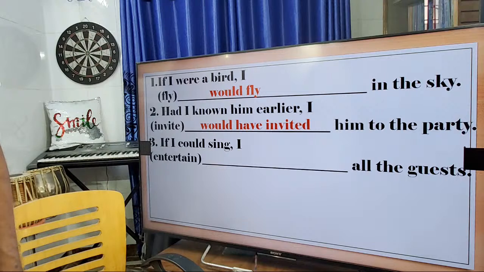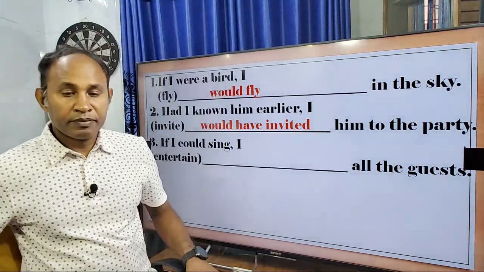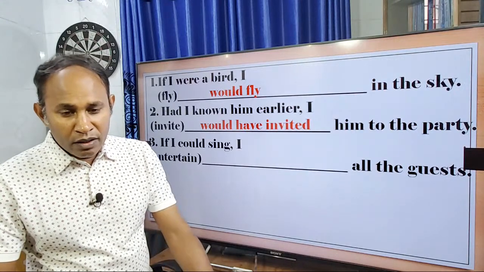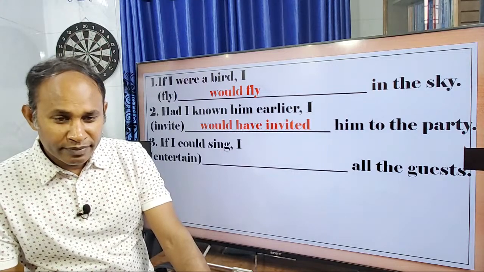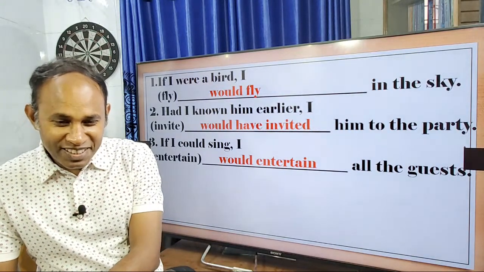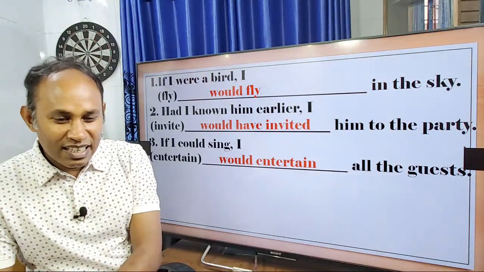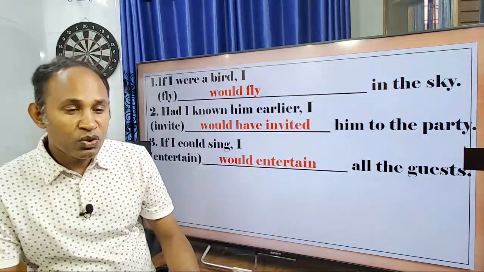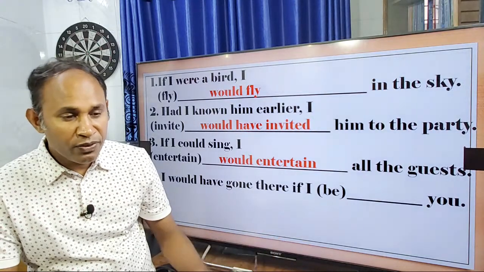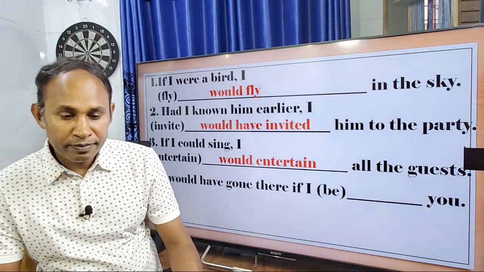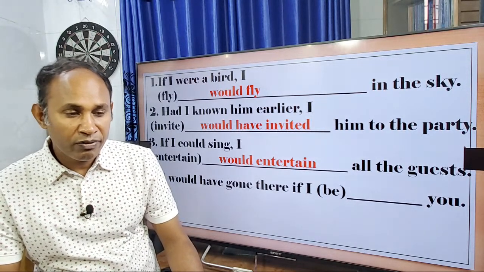Okay. So if I could sing, I entertain all the guests. So here you see, would entertain is the right answer. And the next question for you is there. I would have gone there if I be you. And there is a to be verb. And all of you, please write down the answer, hurry up, for answer number four.